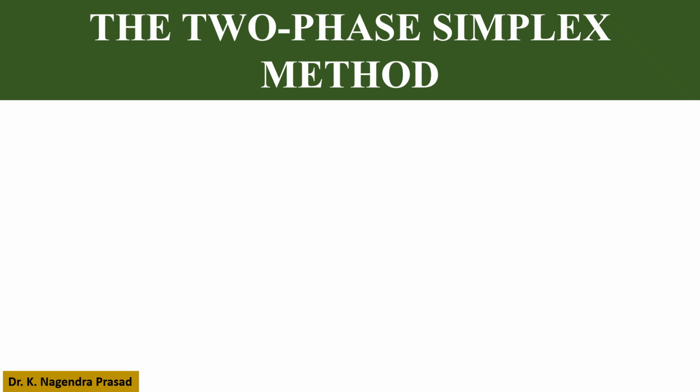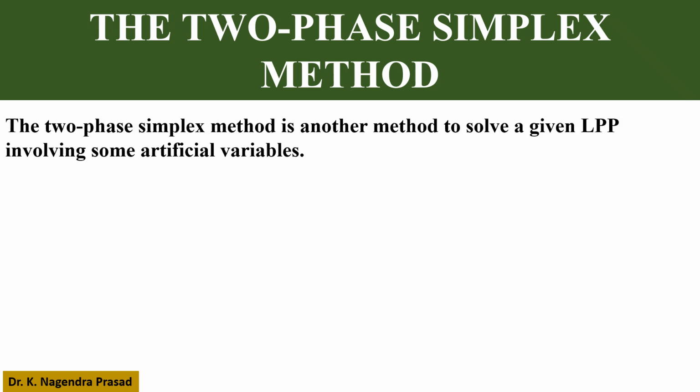In the previous lectures, we discussed the Big M method to solve a linear programming problem involving some artificial variables. In the present lecture, we discuss the procedure for the two-phase method to solve linear programming problems. The two-phase simplex method is another method to solve a given linear programming problem involving some artificial variables.